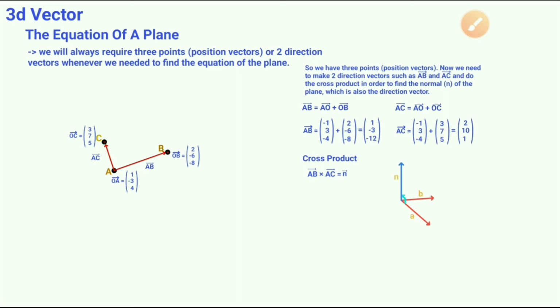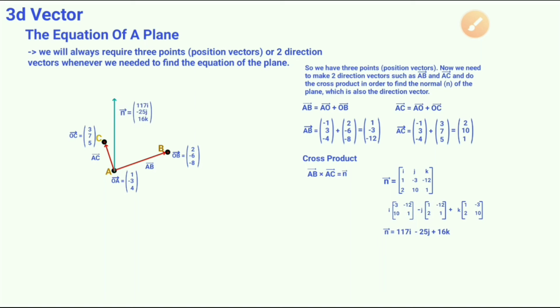Now we use the cross product to find the third direction vector, which is perpendicular to both AB and AC. This is the benefit of the cross product. We can either use a matrix, or there are lots of techniques in order to do the cross product. This is one of them, and I think it's the easiest one. So you got the direction vector.